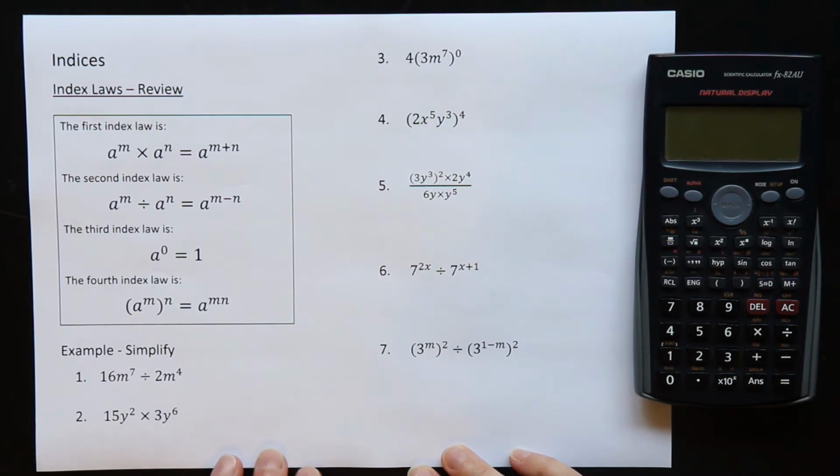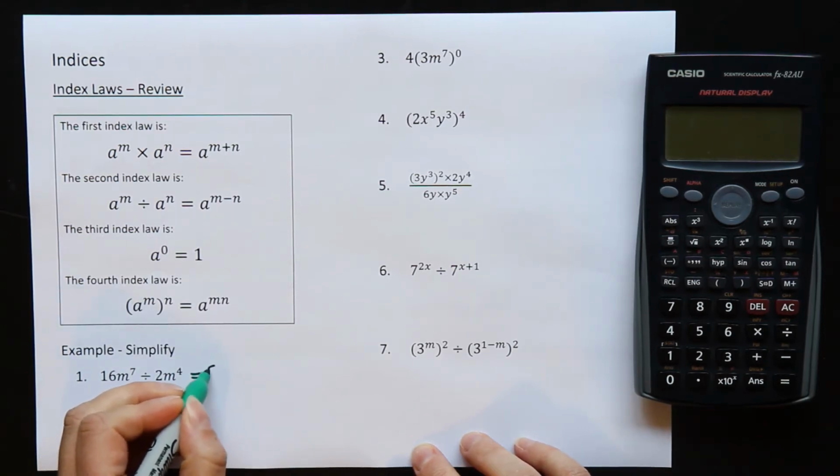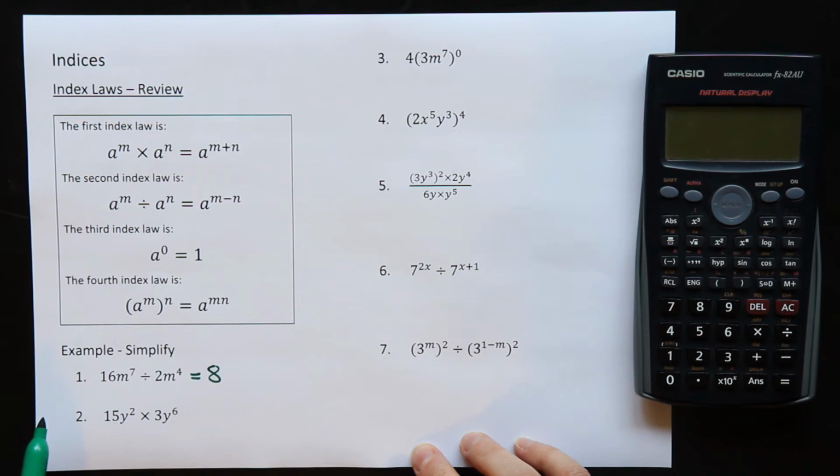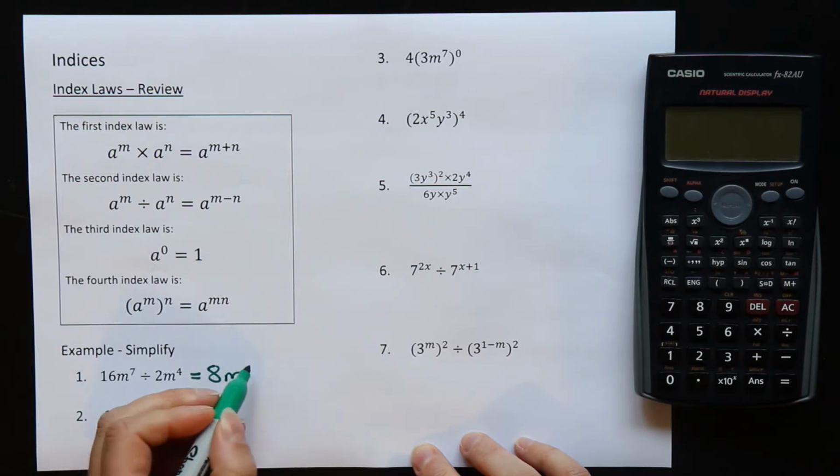So let's do a few questions using each of those rules. Here's our first question. 16m to the power of 7 divided by 2m to the power of 4. Okay, so we are dividing. The first thing we want to do is to divide the numbers at the front. 16 divided by 2 is 8. Then when we are looking at the pronumerals, the base is m, and when you're dividing you want to subtract the powers. So 7 minus 4 is 3.